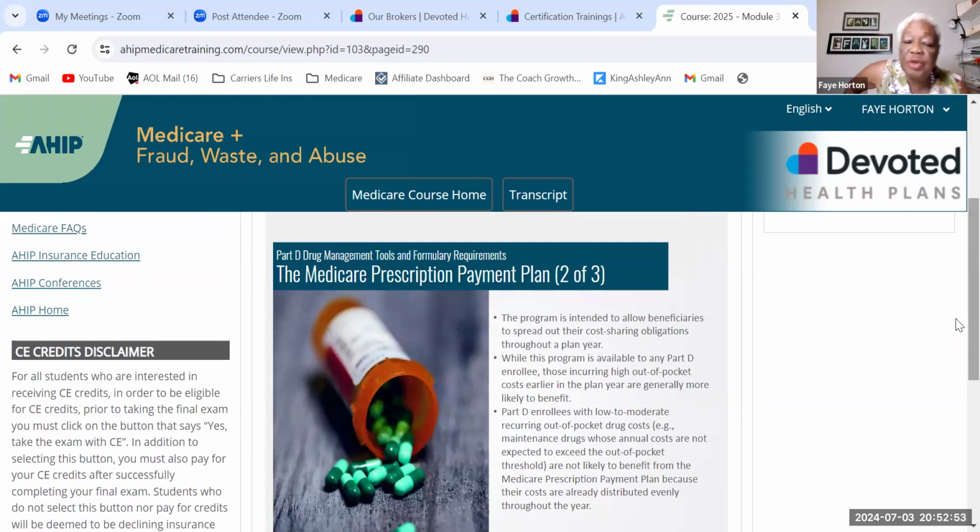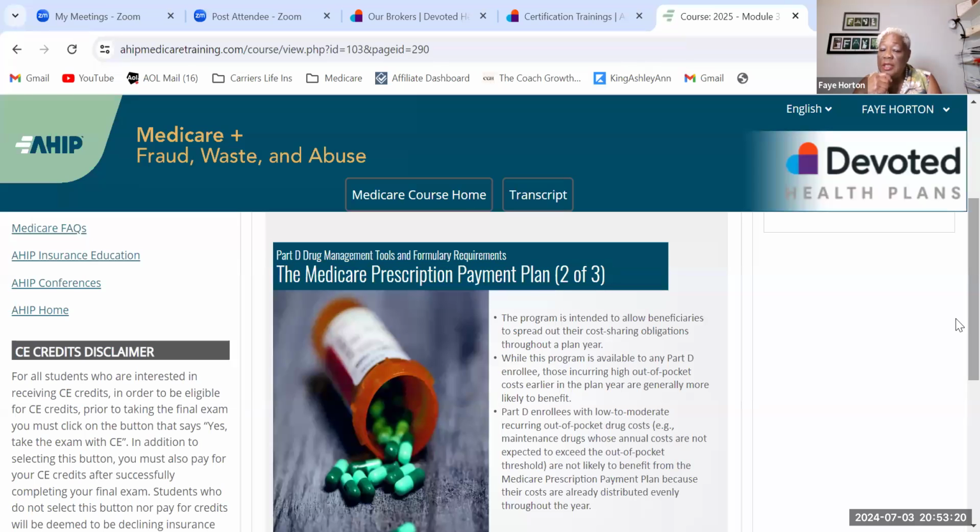The Medicare Prescription Payment Plan, part 2 of 3. The program is intended to allow beneficiaries to spread out their cost-sharing obligations throughout the plan year. While this program is available to any Part D enrollee, those incurring high out-of-pocket costs early in the plan year are generally more likely to benefit.